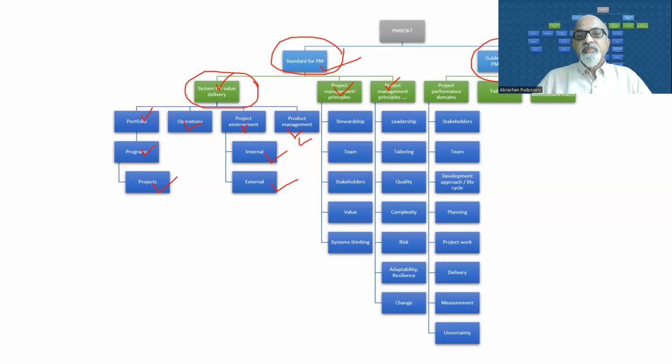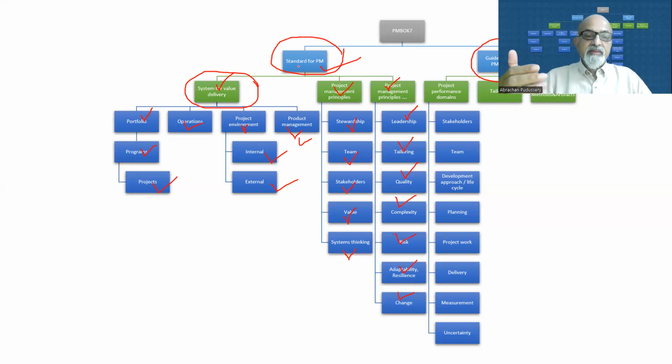Then under the project management principles, there are 12 principles, and they are stewardship, team management, stakeholder management, value delivery, systems thinking, leadership, tailoring, quality, complexity, risk, adaptability and resilience, and change management. So that completes the standard for PM section.